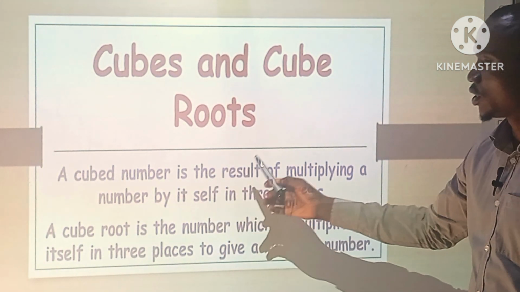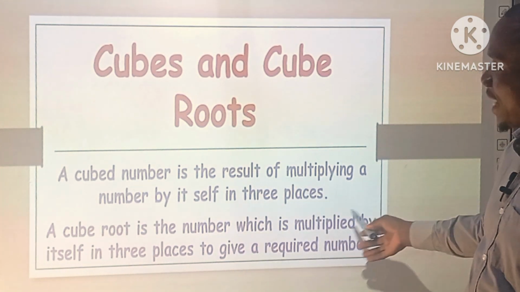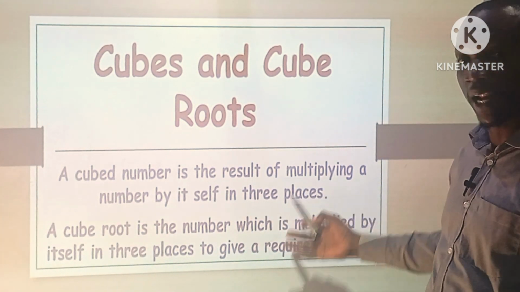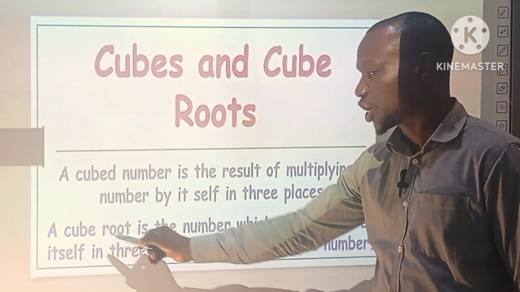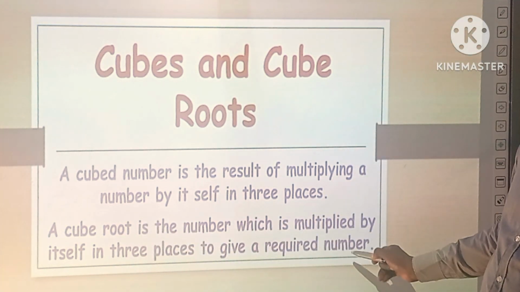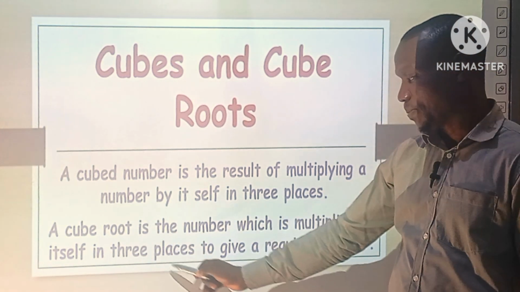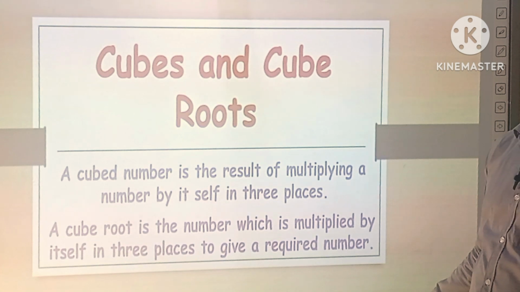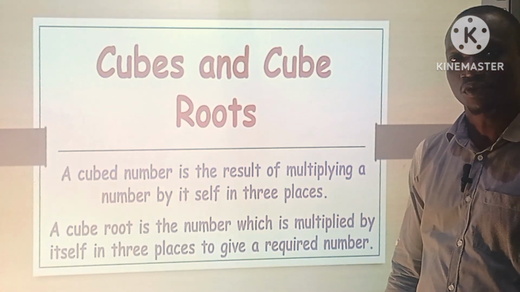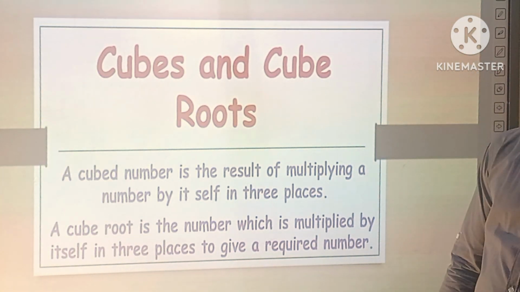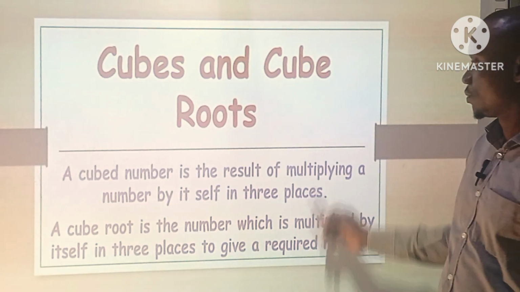A cubed number is the result of multiplying a number by itself in three places, while a cube root is a number which is multiplied by itself in three places to give a required number. Let's go straight to some examples to get a clearer picture of what we're talking about.